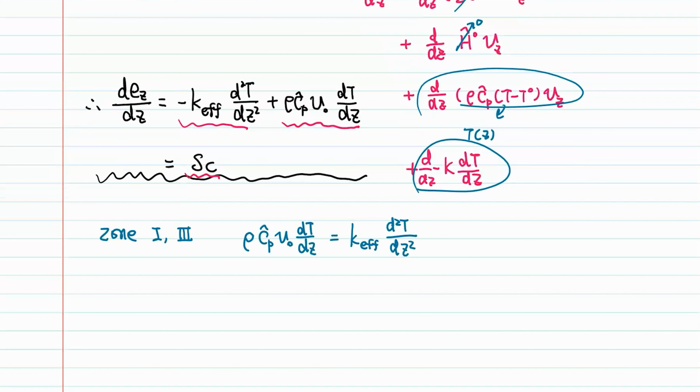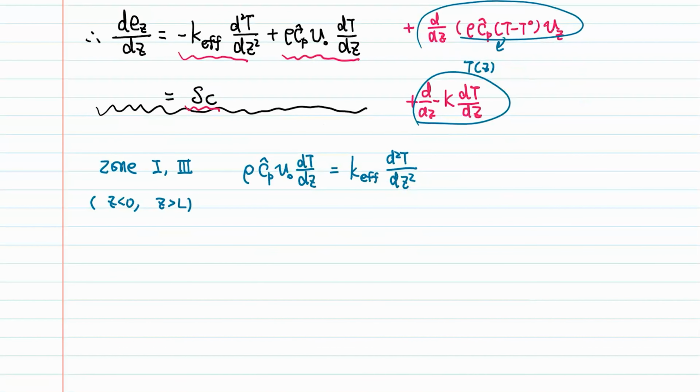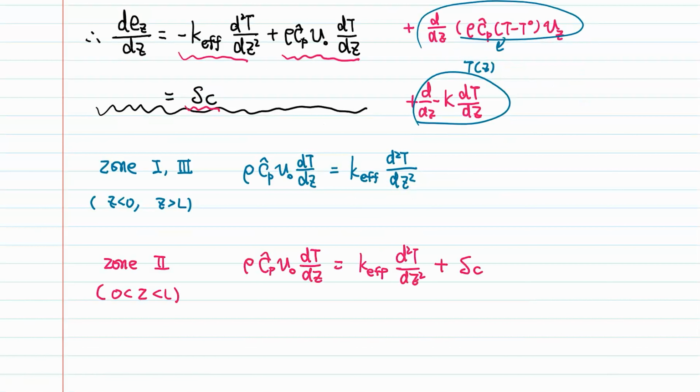Okay, this is for the inert zones, meaning that z is smaller than 0 or z is larger than L. But for Zone 2, we do have the chemical reaction, so z is between 0 and L. We have rho cp v naught dT/dz equals k effective d squared T/dz squared plus Sc.